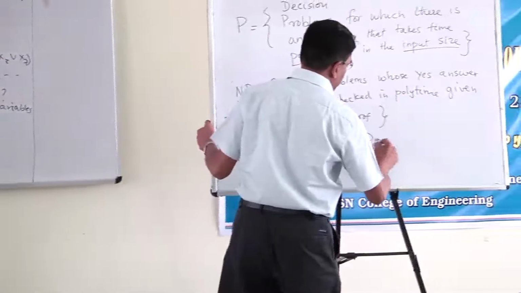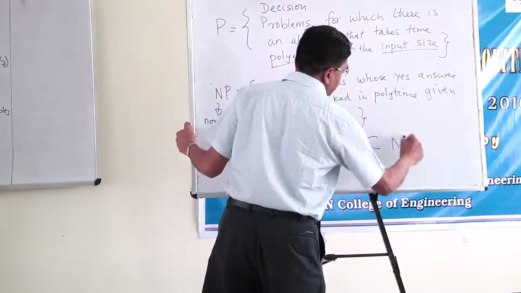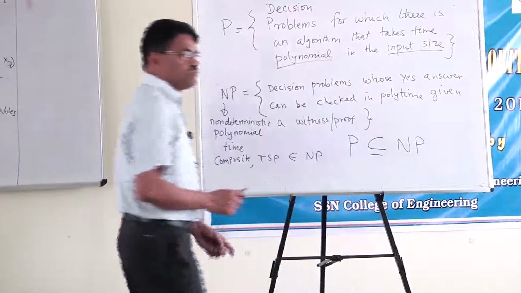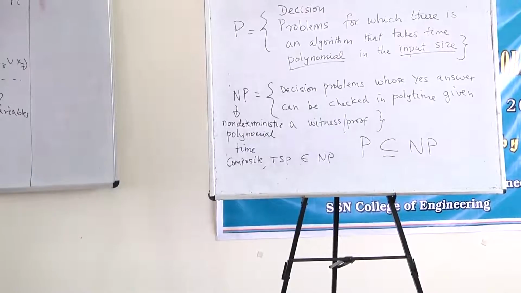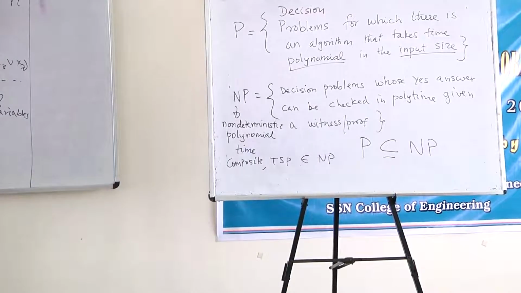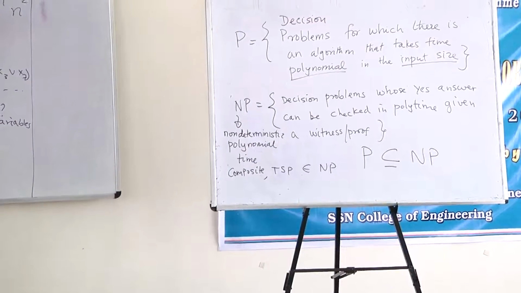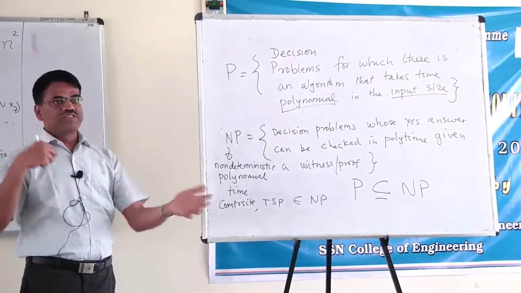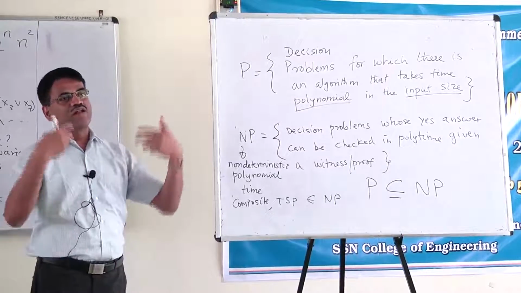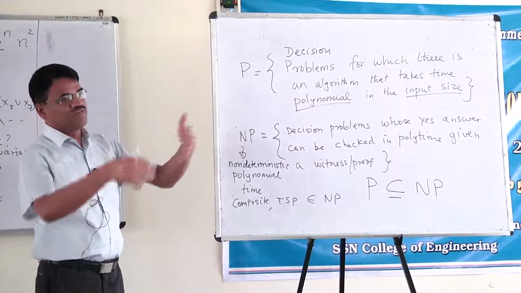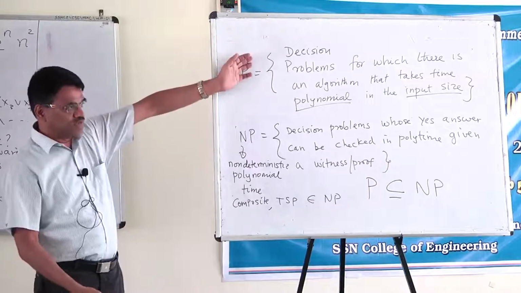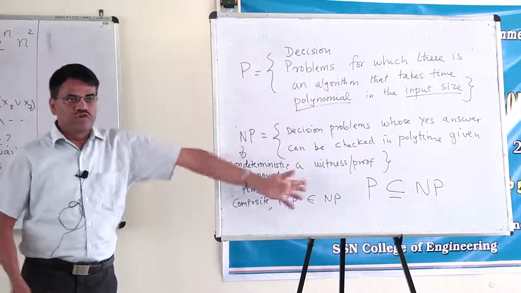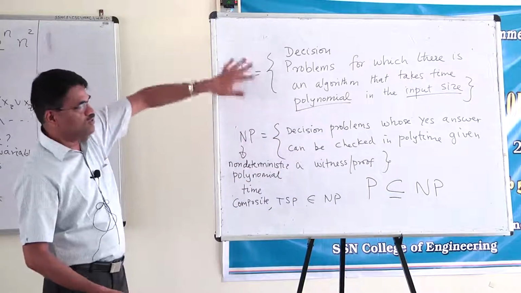Now here is another interesting, important observation. P is contained in NP. Do you agree? Well, if you are familiar with the non-deterministic Turing machine and the deterministic Turing machine, you know that the non-deterministic Turing machine is even more powerful. So anything you can do with the deterministic Turing machine, you can do with it. So it follows. But let's stick to this informal thing.